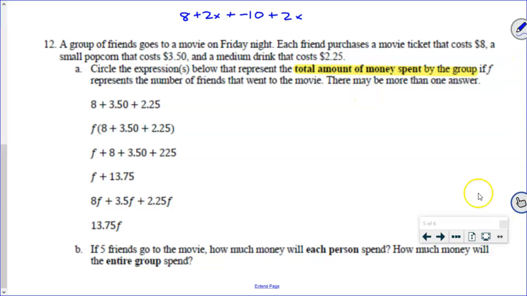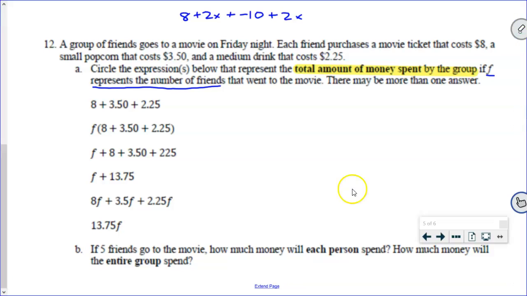The key thing to know here is that F represents the number of friends. Because we don't know the number of friends, it just says a group of friends. So that's why F is our variable, it represents the number of friends. We're looking at the amount of money spent by the whole entire group. So go through those, talk with your groups, see if you can figure out which expression or expressions are going to fit this situation. We'll come back together and discuss in a little bit, but give this a try with your groups first. Ready, set, go.